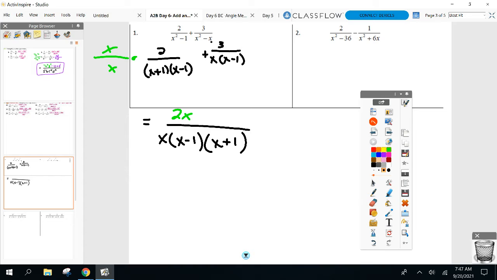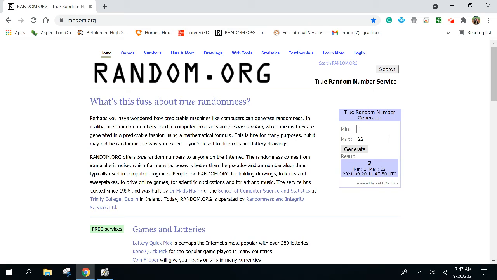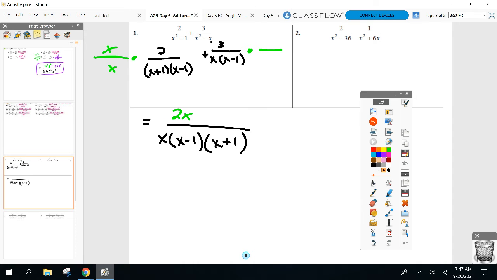All right, do the same thing on the next denominator. What do I need to multiply this one by now? Look at the denominator and the common denominator. Figure out what's missing for me. x spot. Great job. x plus 1. There we go. Stop me if I'm going too fast.